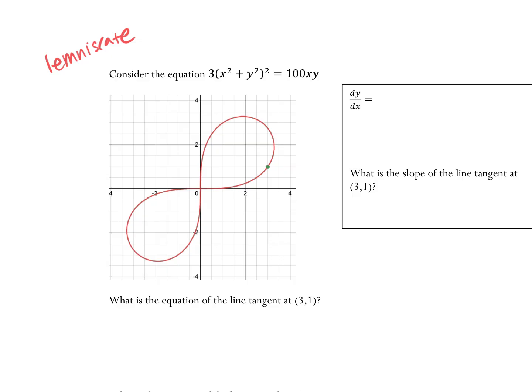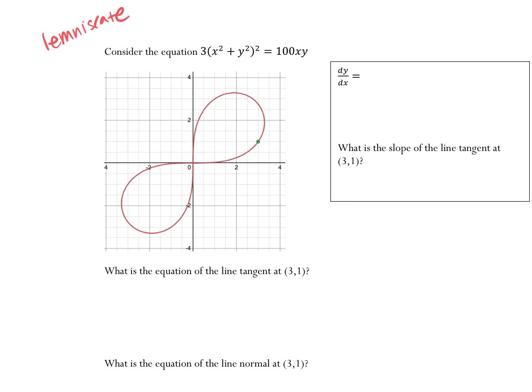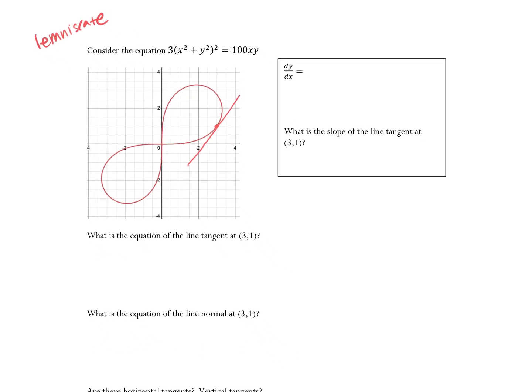So what we want to do eventually is get the equation of the line tangent at the point (3, 1). So we're going to try to find the equation of that line, which means we need to find the derivative in order to find the slope at that point. Okay. So let's find our derivative. So we have 3 times (x squared plus y squared) equals 100xy.